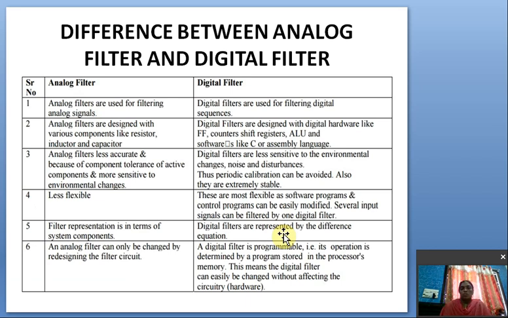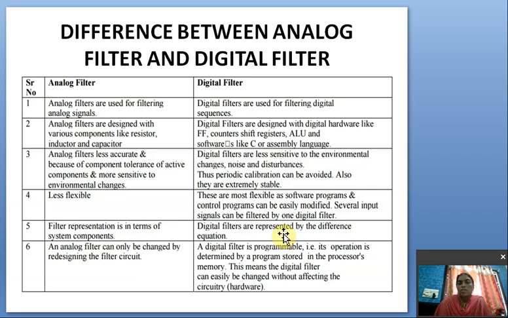Analog filters are used for filtering analog signals, whereas digital filters are used for filtering digital signals. Analog filters are designed with components like resistors, inductors and capacitors, but digital filters use digital hardware like flip-flops, counters, shift registers, ALU, and so on.